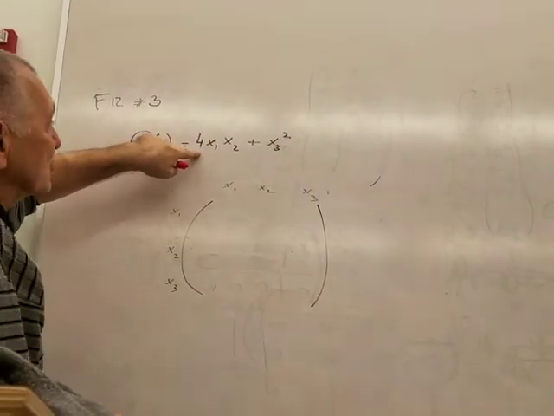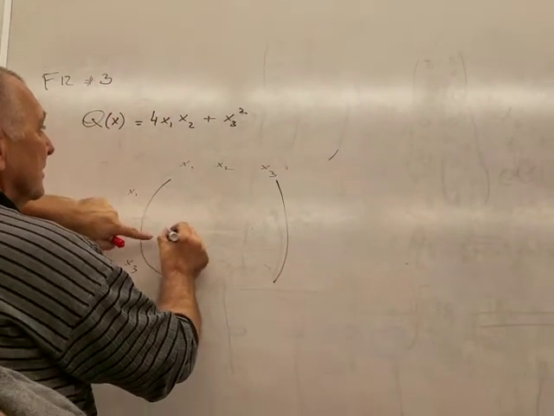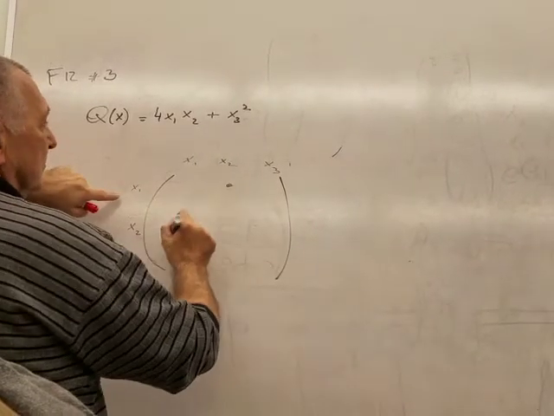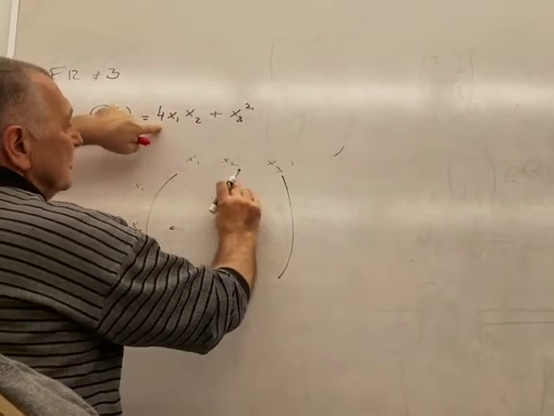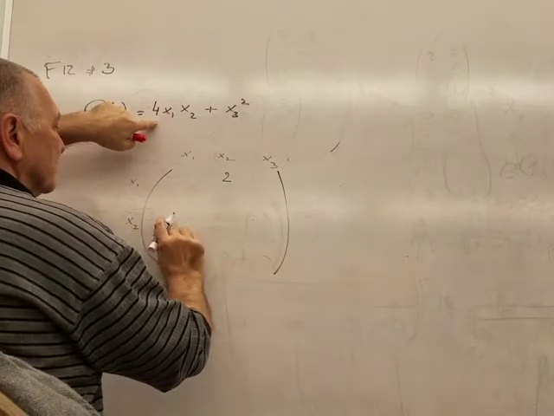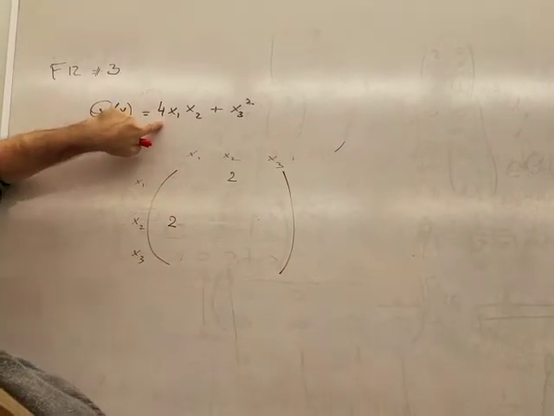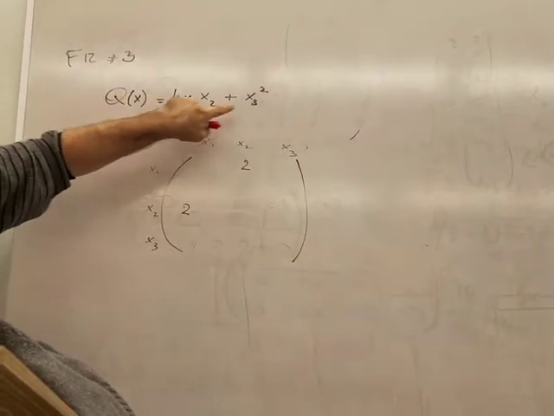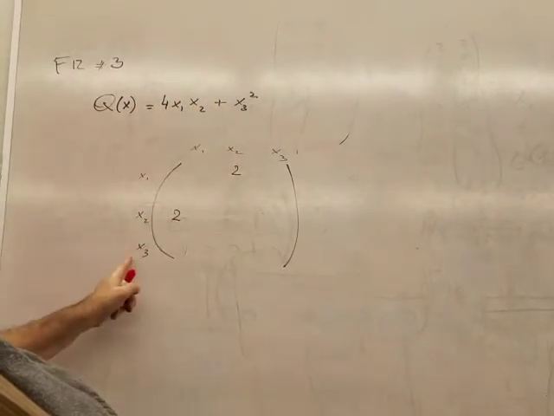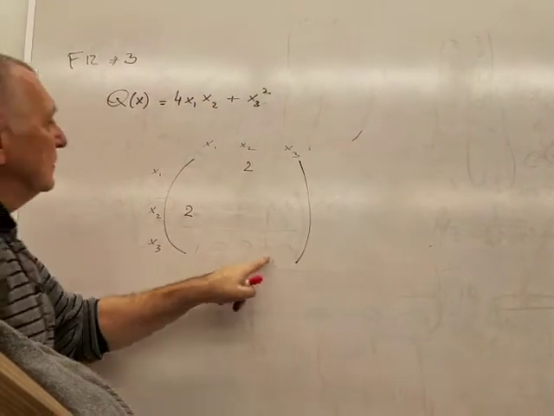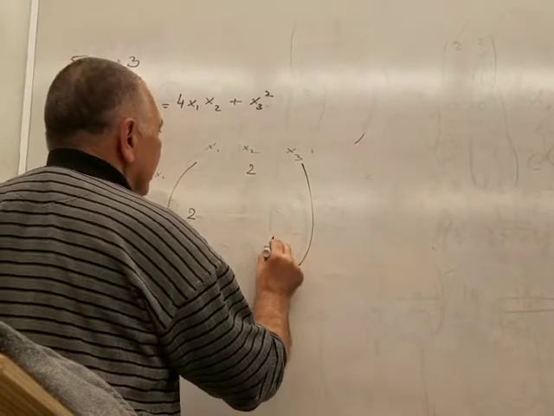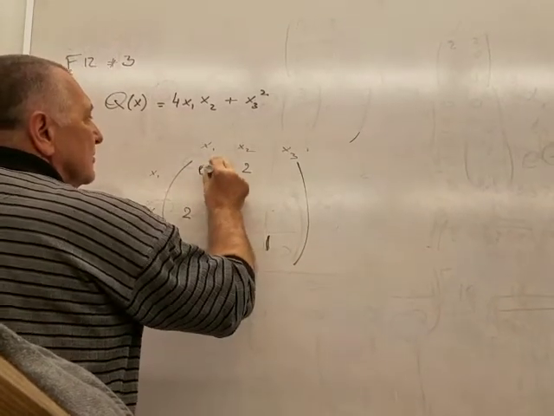So x1, x2 can come in here and can come in here. There's 4 of these. I'll put half of them over here, half of them over here. That's this guy. Then the x3 squared only occurs here with a single multiplier of 1, and everything else is going to be 0.